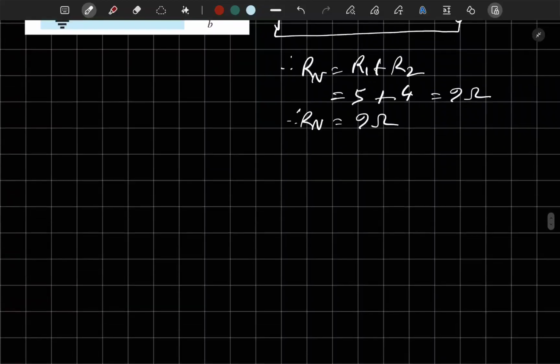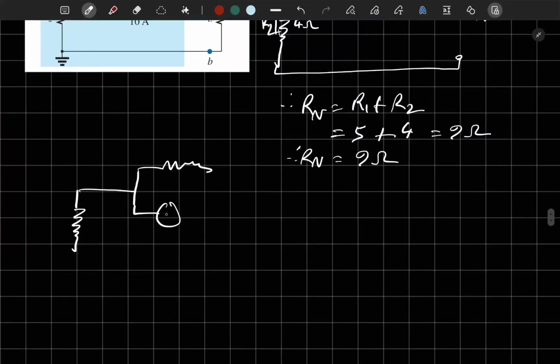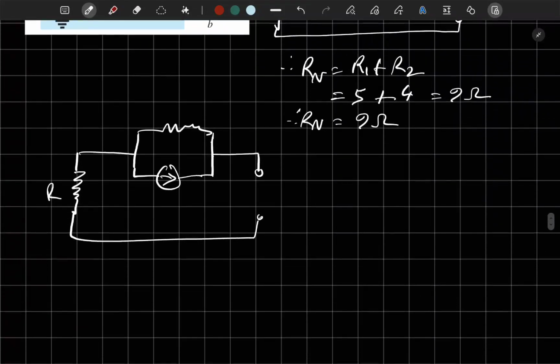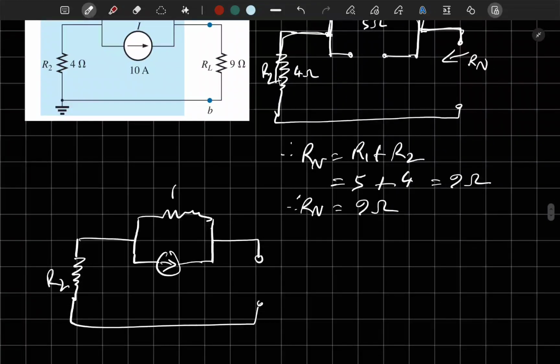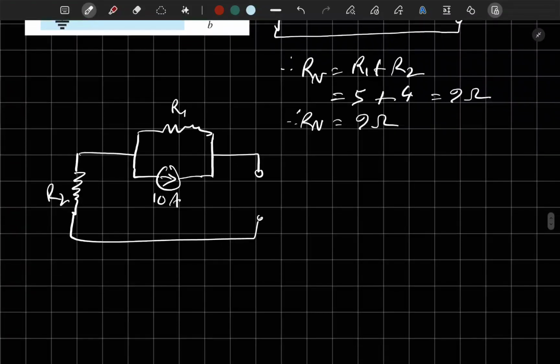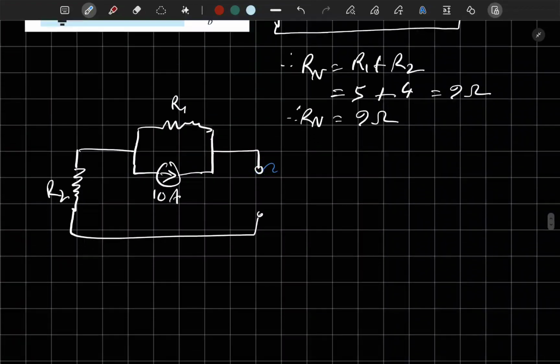Okay. Now step 2 is replacing the sources. So we have a current source here pointing to the right. Okay. Now this is R2 and this is R1 and this is 10 amperes. So what we have to do is place a short circuit here. Okay, and this would be IN.